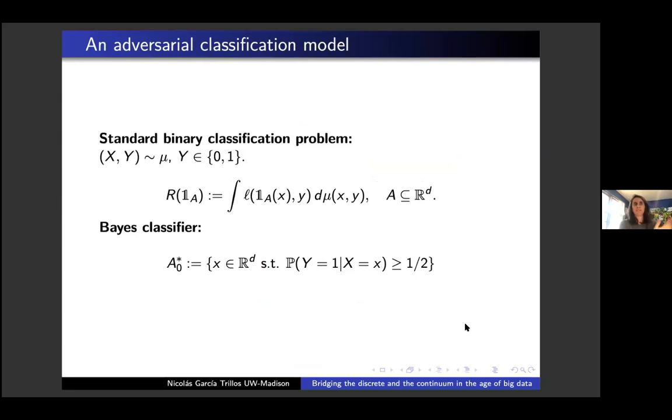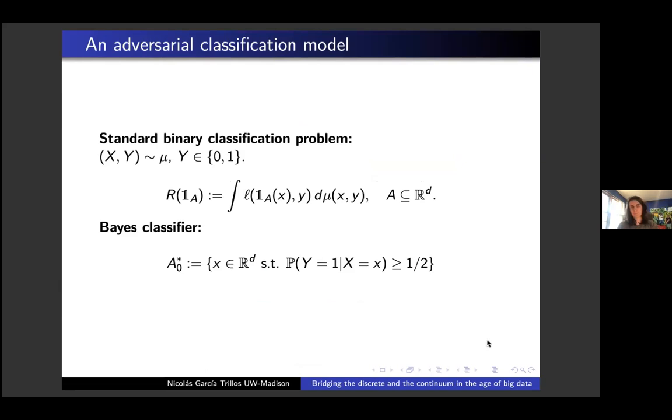So what is adversarial classification? Well, to give you a definition of adversarial classification, I first have to give you a definition of non-adversarial classification, just a standard binary classification problem. The way it works is like this. You have a data distribution mu.